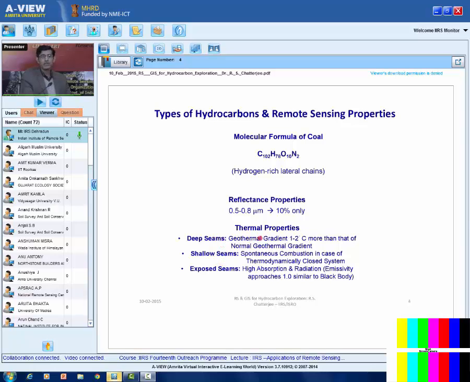The coal seams may be deep seams, shallow seams, or sometimes exposed as well. In case of deep seams, the thermal characteristic is that the geothermal gradient is a little more than the normal geothermal gradient, around 1 to 2 degrees centigrade more. But in case of shallow seams, what happens? When it is a closed system thermodynamically, there is a chance of spontaneous combustion. It can catch fire, so that is one kind of hazard. So coal fire can take place spontaneously in case of shallow seams.